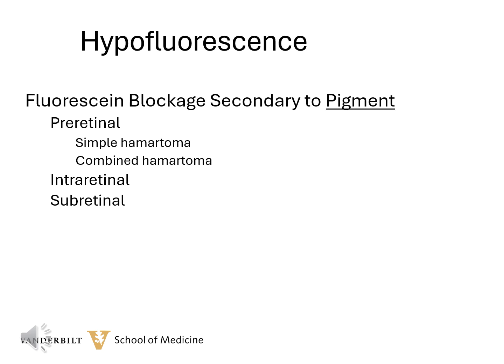Any pigment will block the fluorescein dye. And at this point, I'd like to talk about melanin. Preretinal pigment is not commonly found, but the two most common causes will be a simple hamartoma or a combined hamartoma, or maybe a melanocytoma on the nerve. Rarely, a very intense epiretinal membrane may also have some pigment as well.